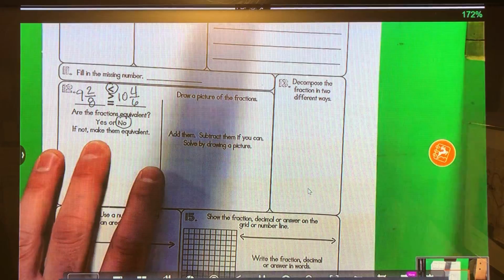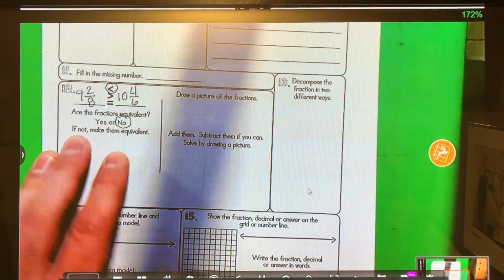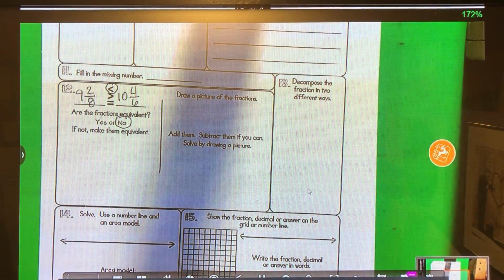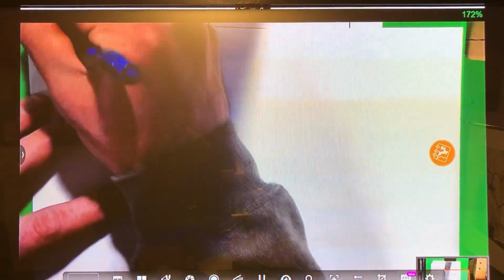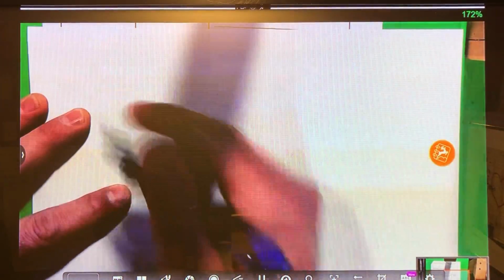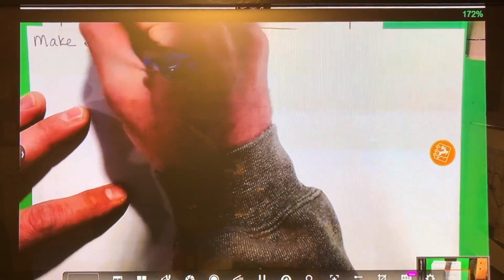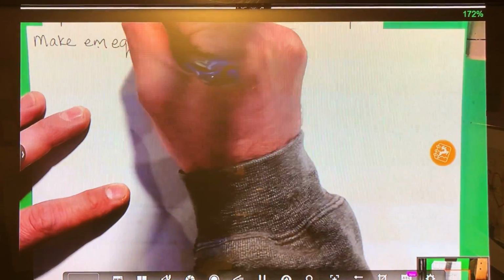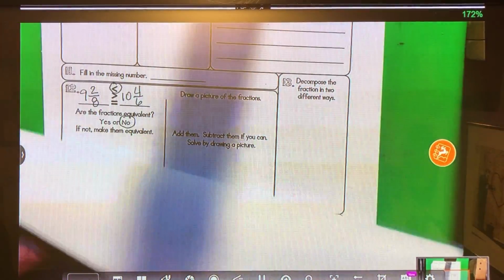It's this next piece, okay? It says if not, okay? If they are not equivalent or not equal, you've got to make them equivalent. And that is where you want to grab your scratch paper, okay? When you grab this scratch paper, it's going to give you plenty of room. So basically, the command that was given to us is make them equal, okay?